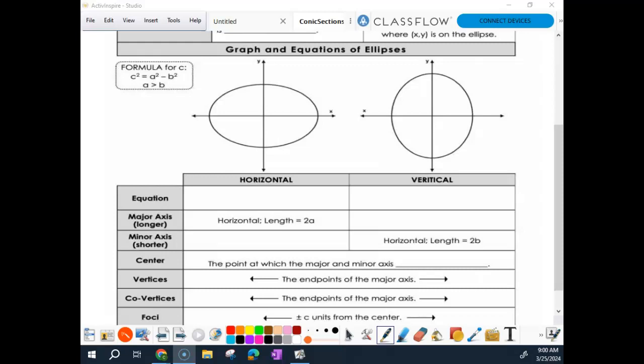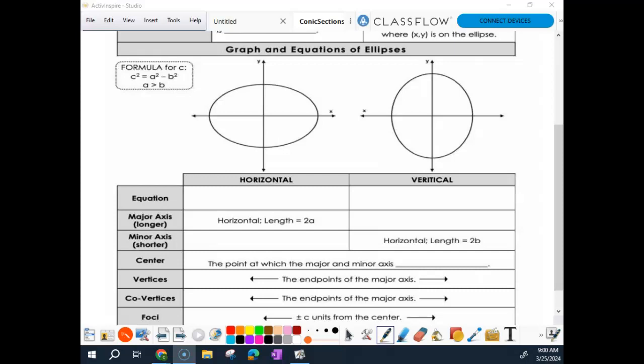All right, y'all. So we started talking about the conics, and we started with the perpendicular one. It's perpendicular to the vertical axis, right? So today we're going to do the ellipse, which is this yellow one right here.